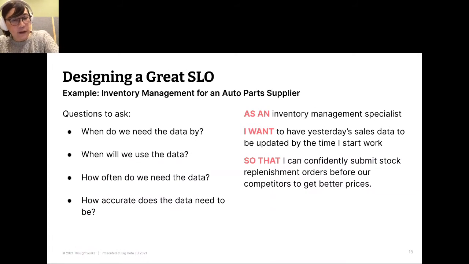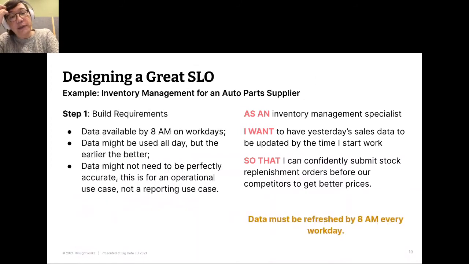So if this is our use case, we have a bunch of good questions to ask. When do we need the data by? And during what points of the day are we using it? Are we using it all day long, or does it take me 3 hours to put together the report? Does it take me 5 minutes? How often do we need the data? How accurate does it need to be? Like, do I care if one store accidentally sold an item twice, and is that a big deal or not?